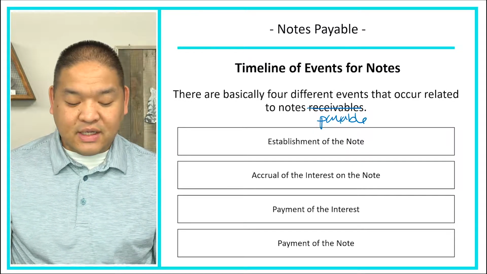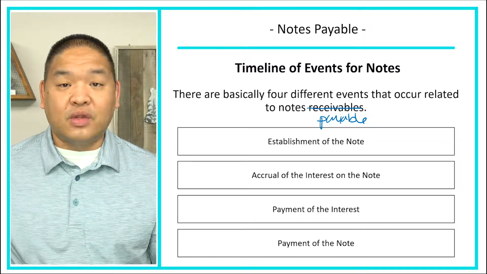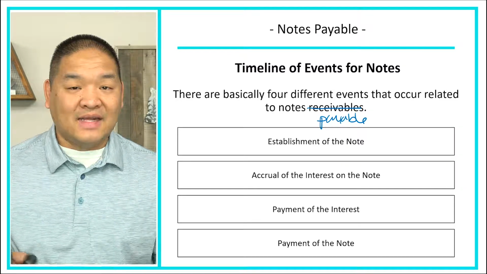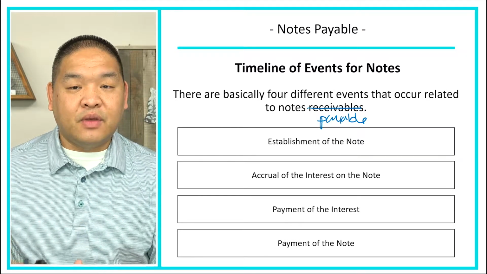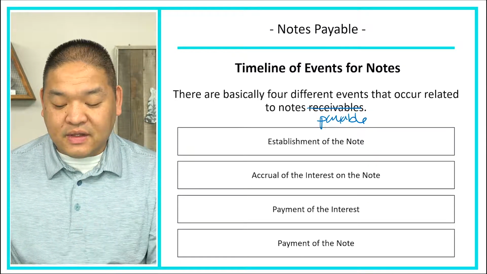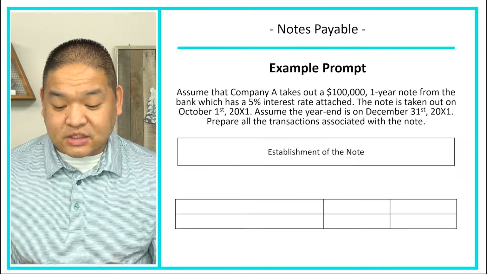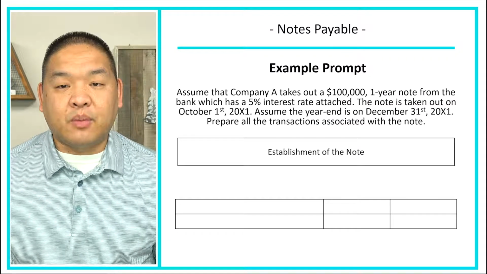And then finally, we need to book the repayment of the note at its maturity. So what we're going to do is walk you through an example where we go through each one of these steps. Let's get started by looking at our example prompt.